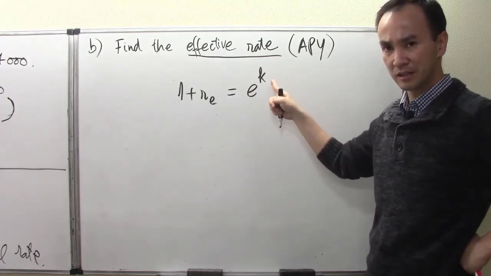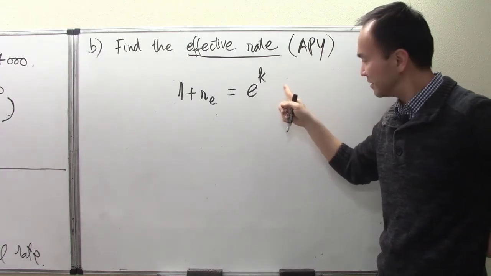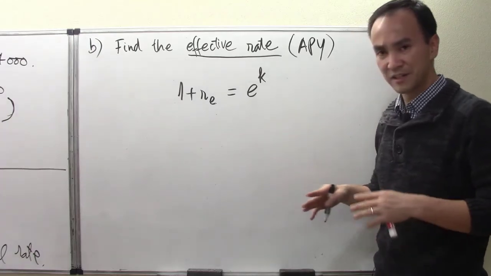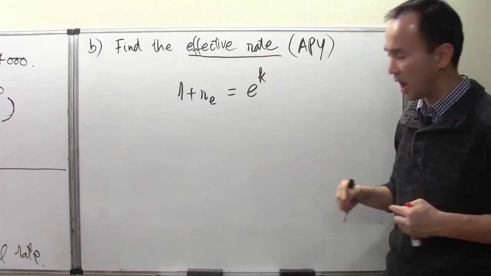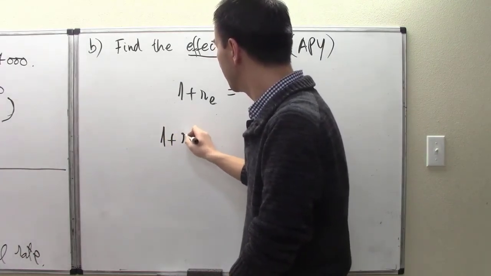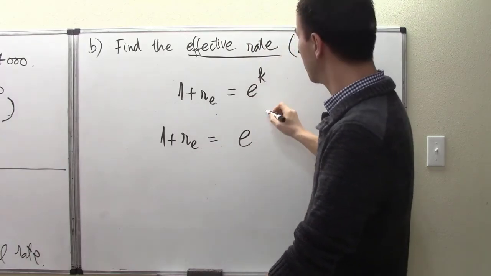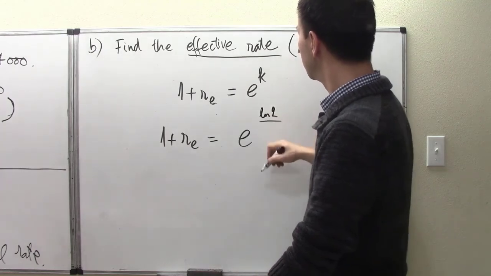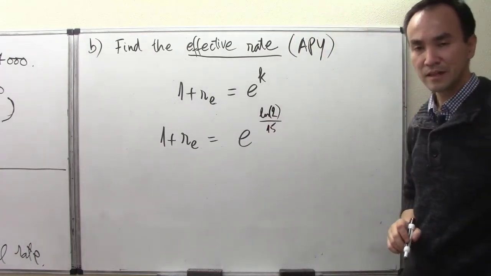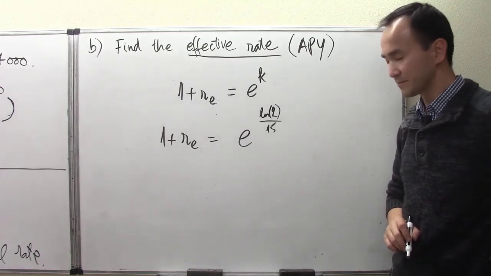We already knew the nominal rate. Now let's see how it can help us find the effective rate, or the APY. We're looking at 1 plus the effective rate equals e to the k value, which was natural log of 2 divided by 15.